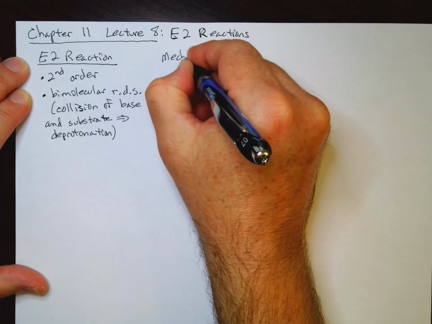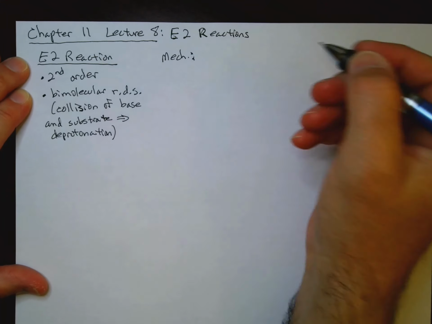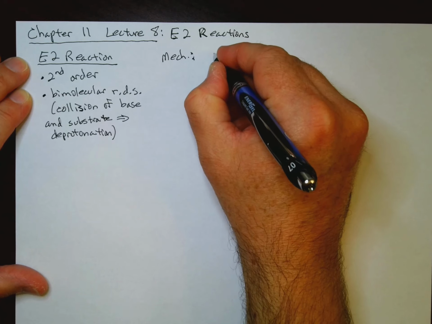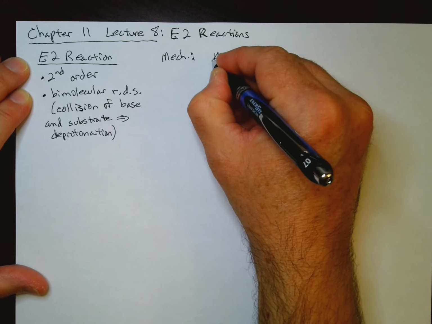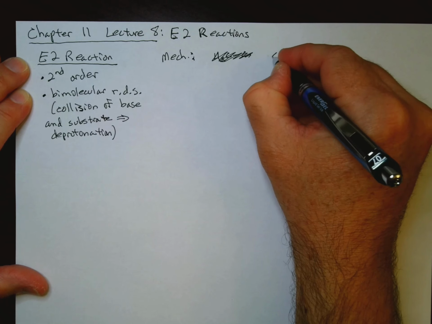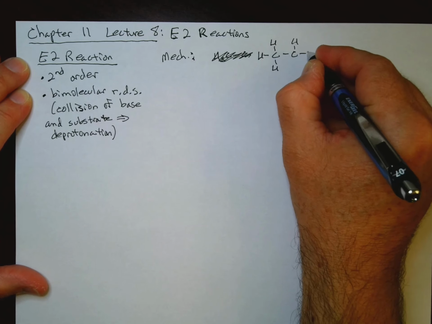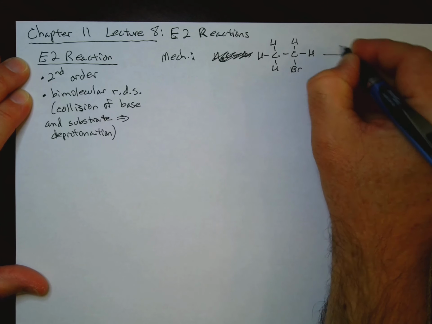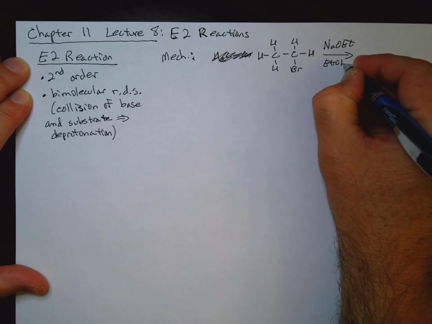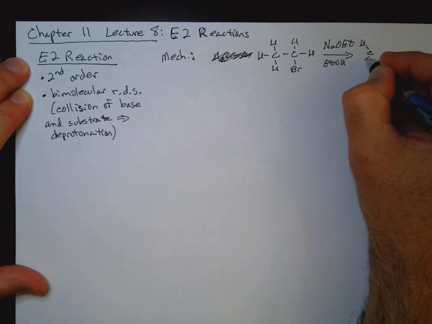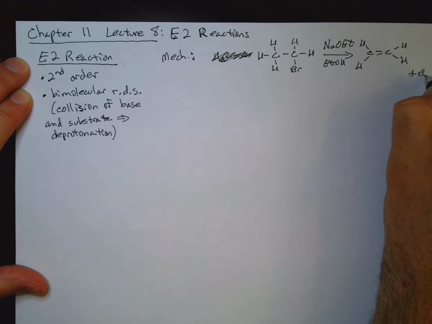And for the mechanism, a typical mechanism would be something like this. So let's say we had H3C, C, let's draw it out this way: C, H, H, H, C, H, H, Br, with NaOEt, EtOH, we get CH2=CH2 plus Br minus.